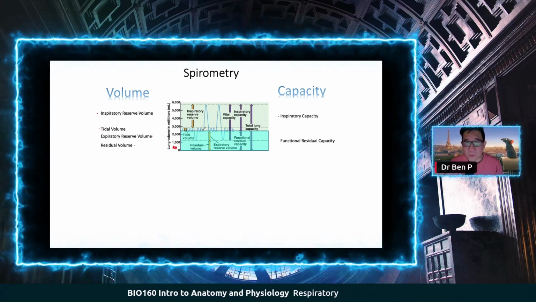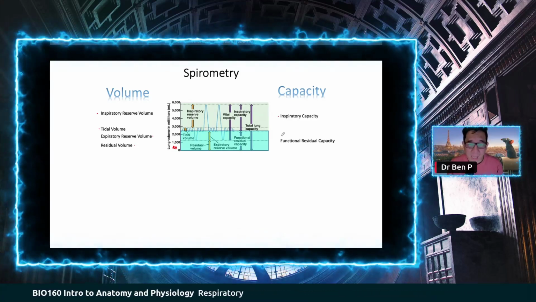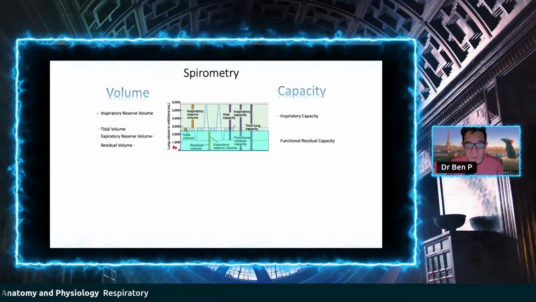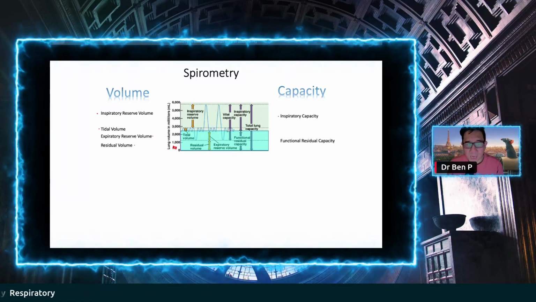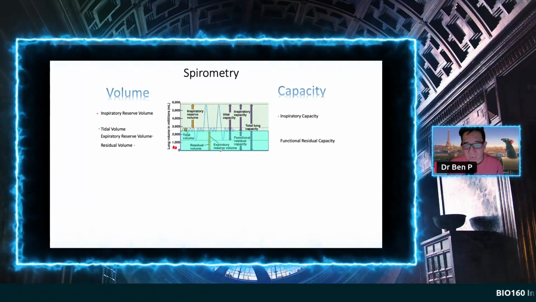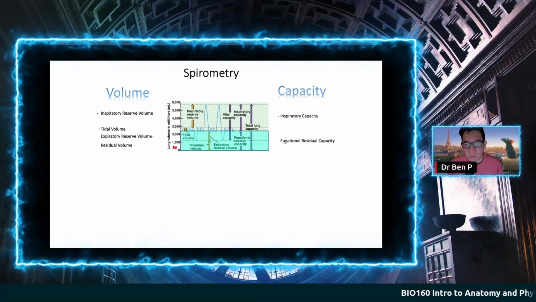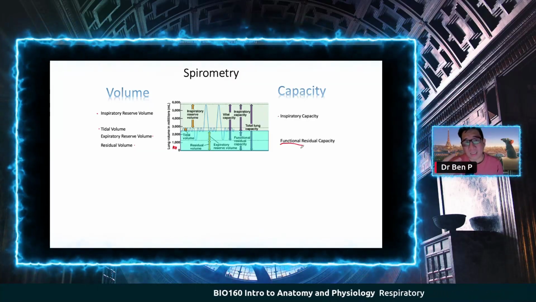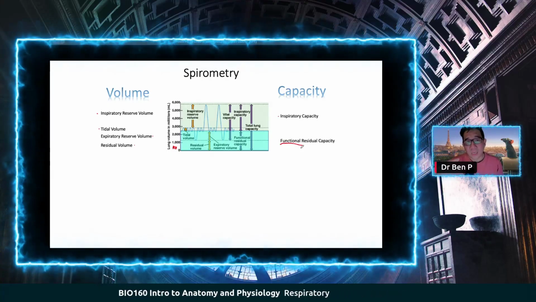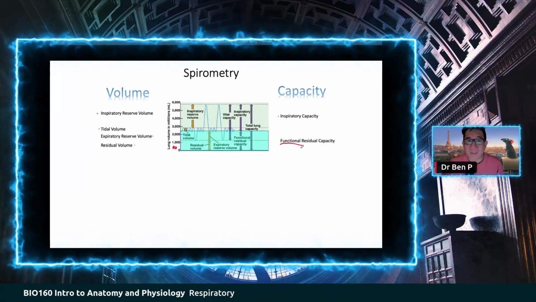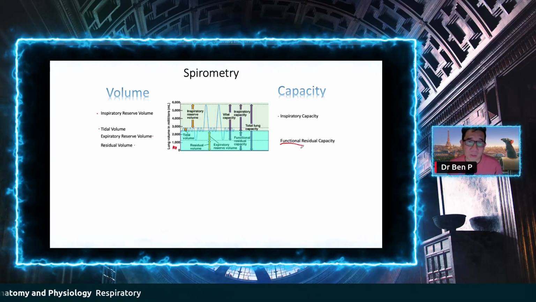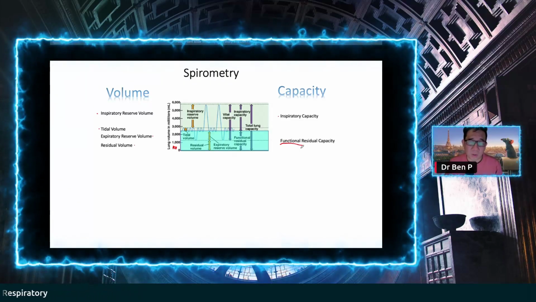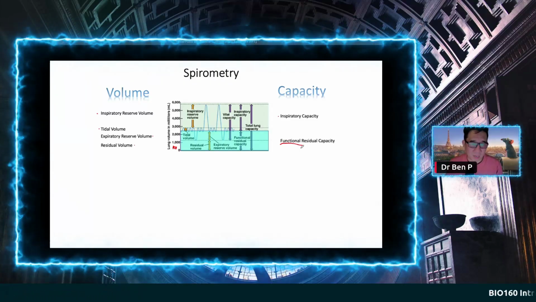As you breathe normally, you always have this air inside your lungs. You breathe in, breathe out, and that air is inside your lungs. We call it functional residual capacity. Functional means that's the daily thing you do. That's the amount of air you always have in your lungs when you breathe normally.